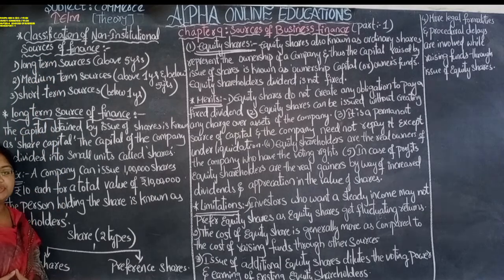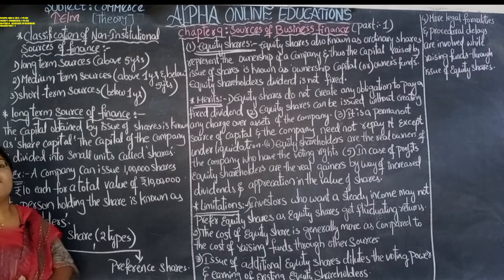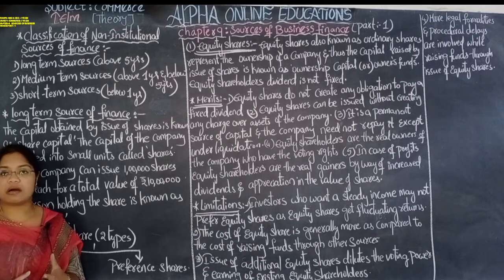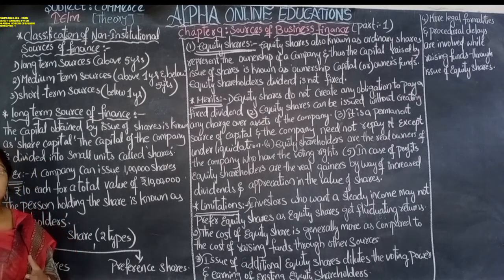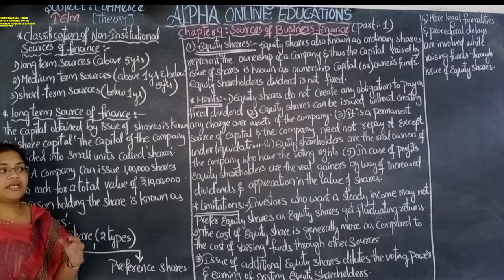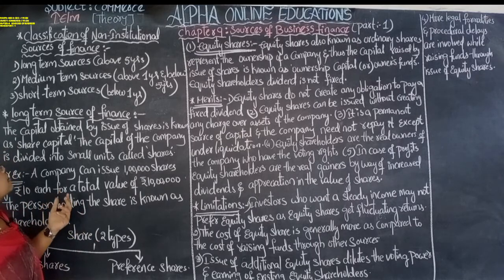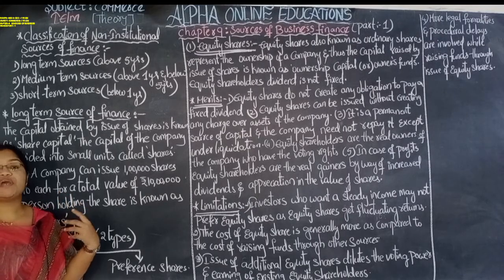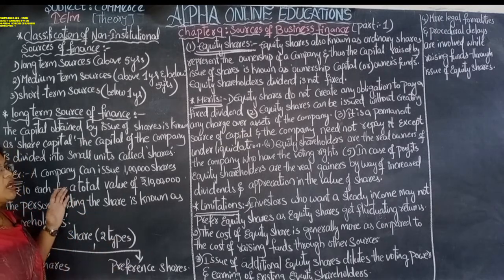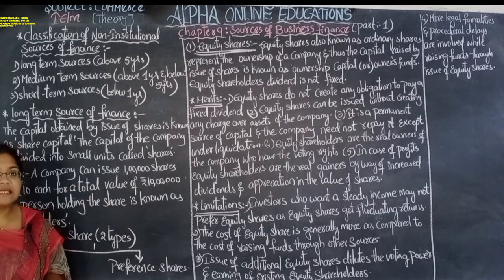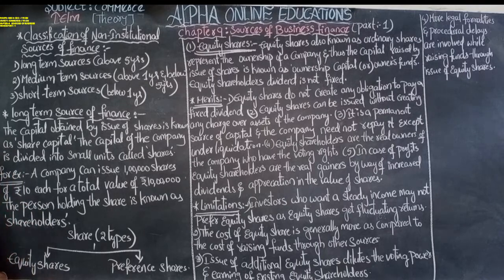Non-institutional means we are not approaching banks, we are not approaching any government agencies or institutions. Without approaching any institution, how we can raise the finance, those things we are going to discuss in this session. The source of finance is generally classified into 3 categories.